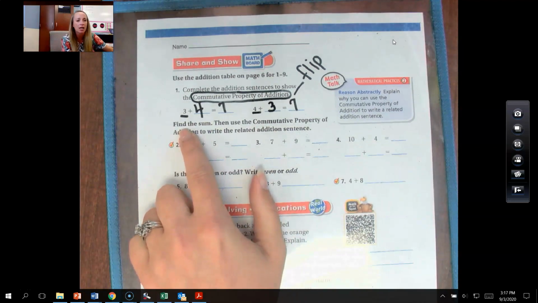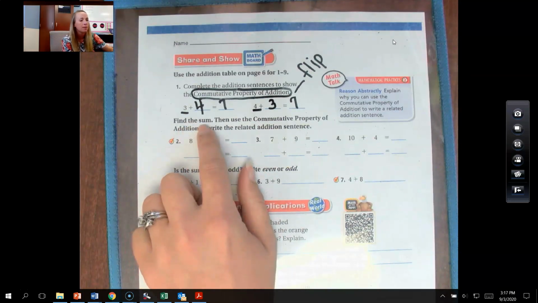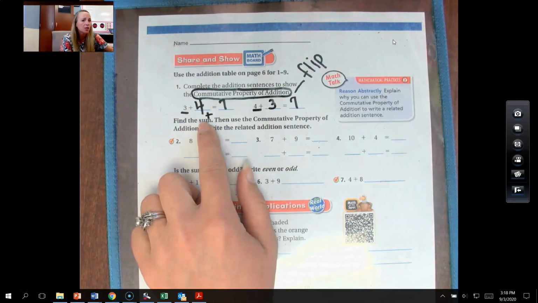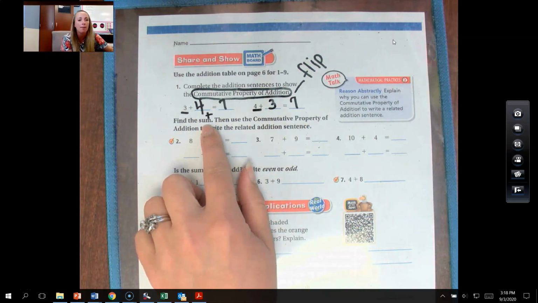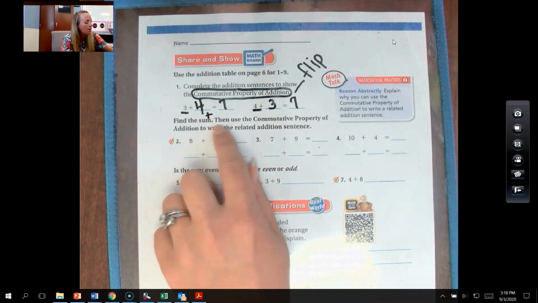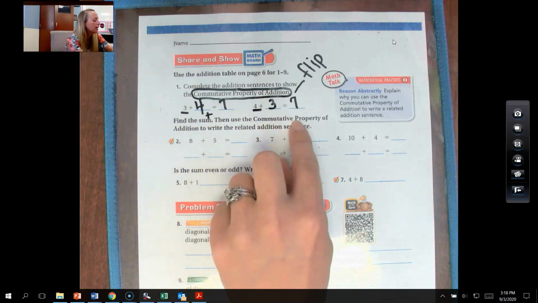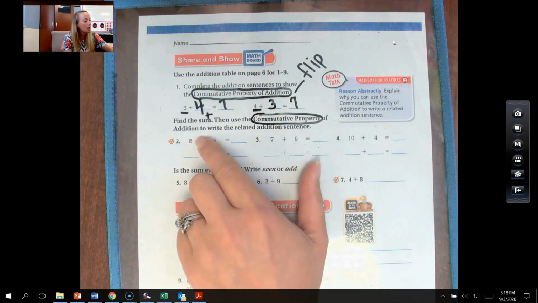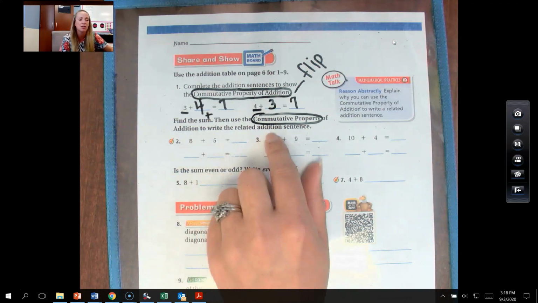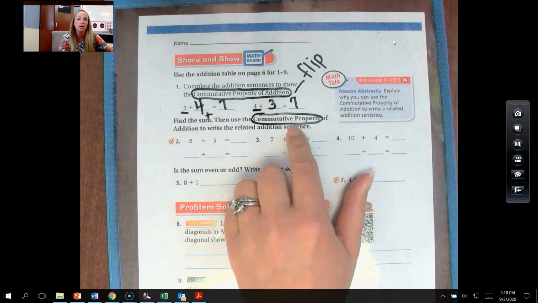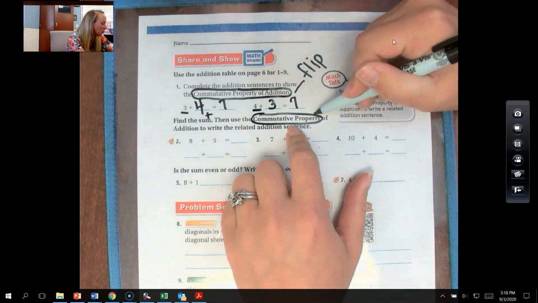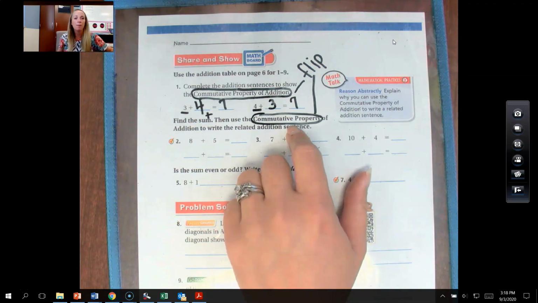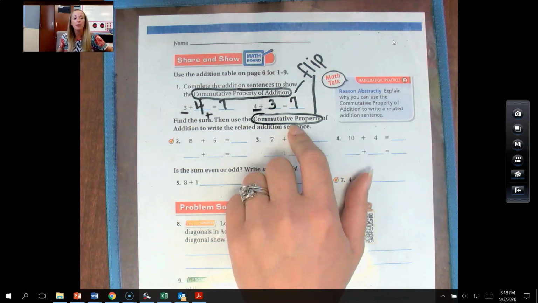Let's go to our next direction. Find the sum. A sum is a fancy word for addition. Write an addition sign so you remember that sum means to add. Then use the commutative property. Circle commutative property of addition to write the related addition sentence. Well, what is commutative property? It means to flip. So draw a line to the word flip. Commutative property means to flip-flop our numbers.